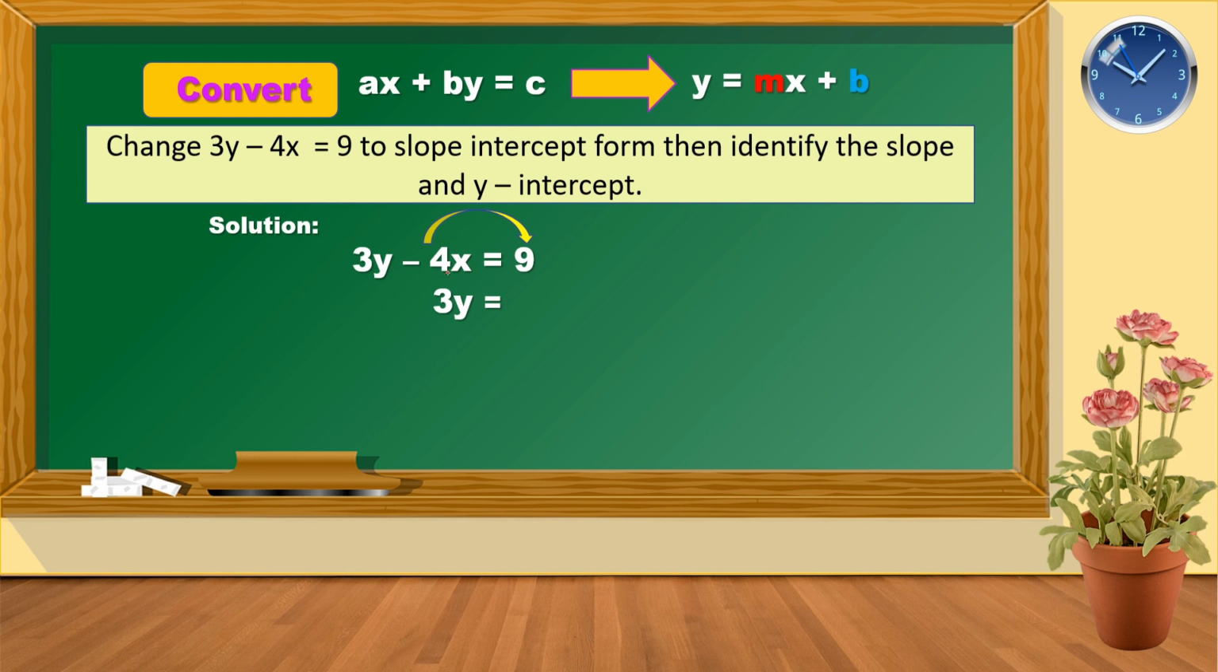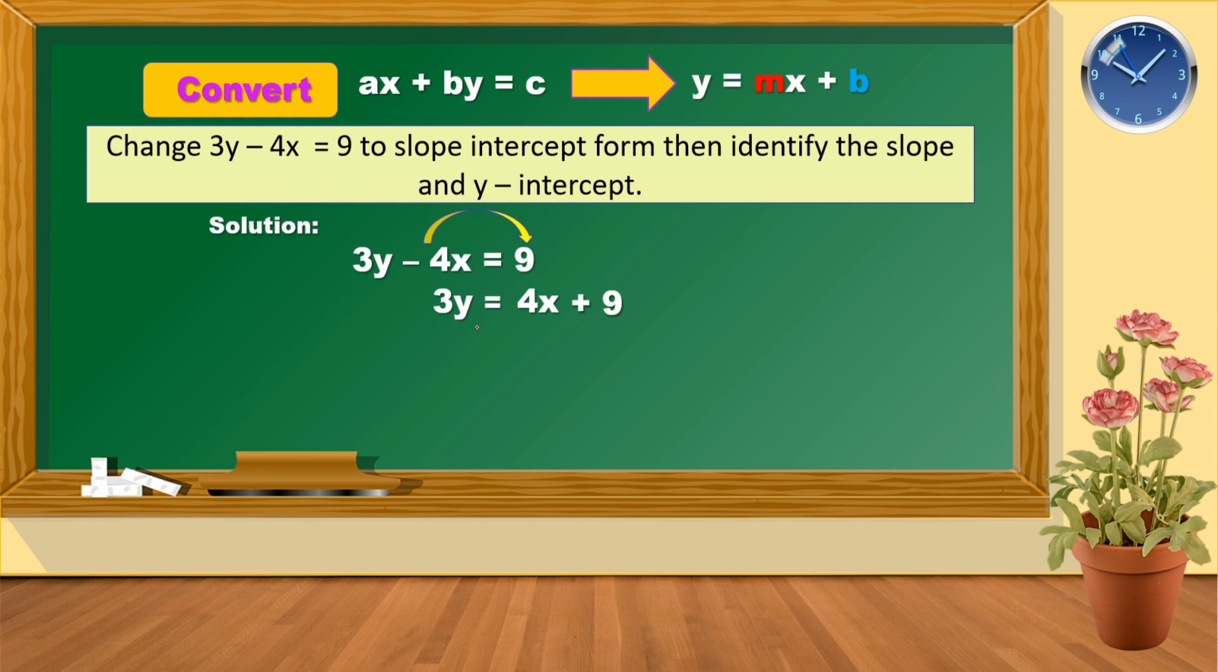So since this one is negative 4x, we have to include the negative sign. And when we transpose that on the other side of the equation, the negative sign will become positive 4x. So we have 3y equals 4x plus 9. So, hindi natin ginalaw si 9. That's why positive 9 pa rin siya. And as you can see, it's not yet the slope-intercept form because our y still has a coefficient, which is 3. So, to eliminate 3, we have to use the division property of equality.